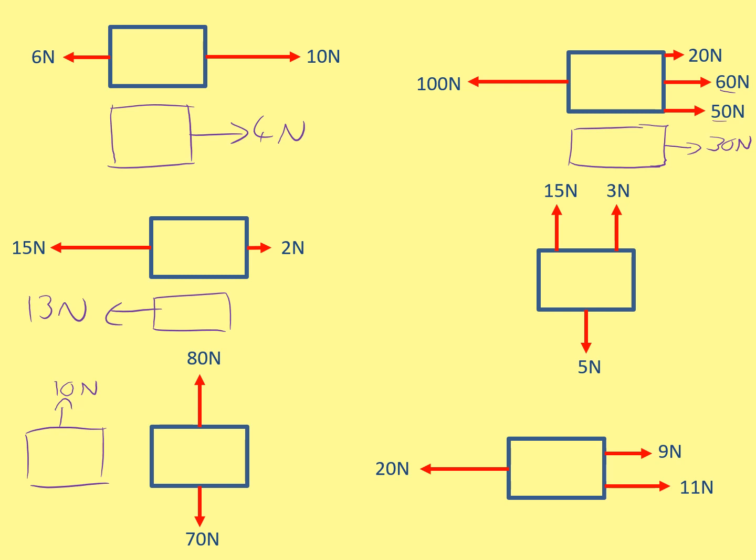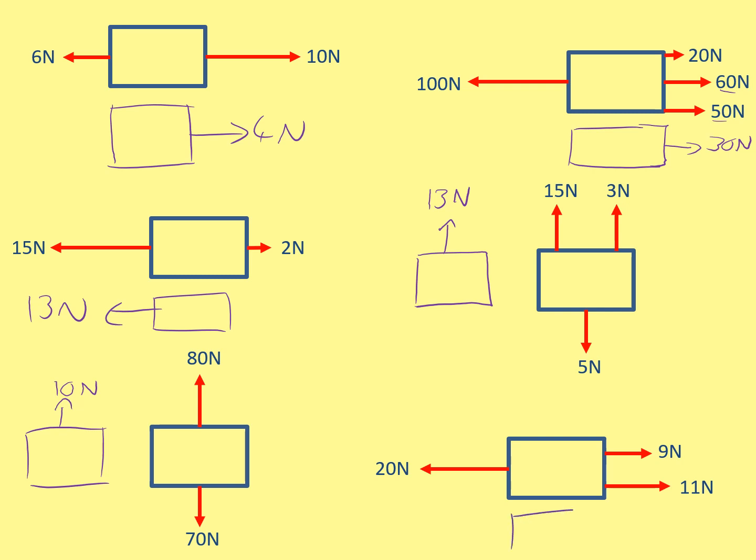Next one down, 15 up plus 3 up is 18 up. Draw my box first. We've got 18 up and 5 down is the equivalent of 13 newtons up, and that is the resultant force.